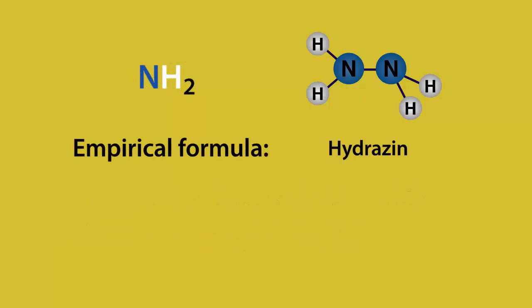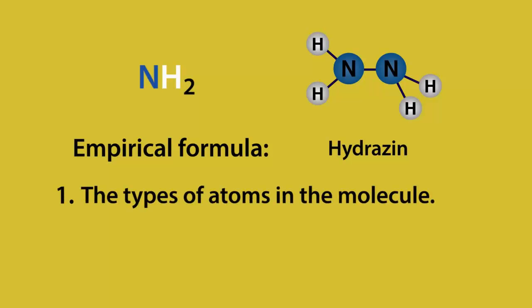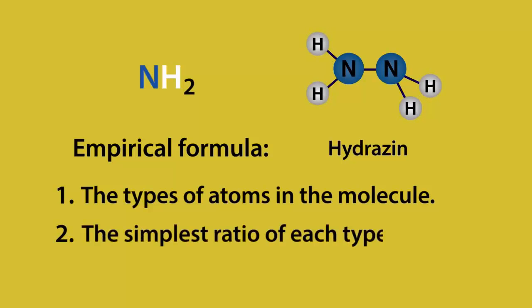The empirical formula of a compound also tells us two things. One, the types of atoms in the molecule, in this case nitrogen and hydrogen, and two, the simplest ratio of each type of atom. The ratio of nitrogen to hydrogen in hydrazine is 2:4, making the simplest ratio 1:2.